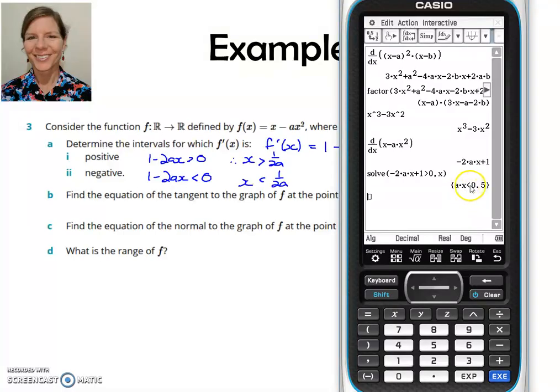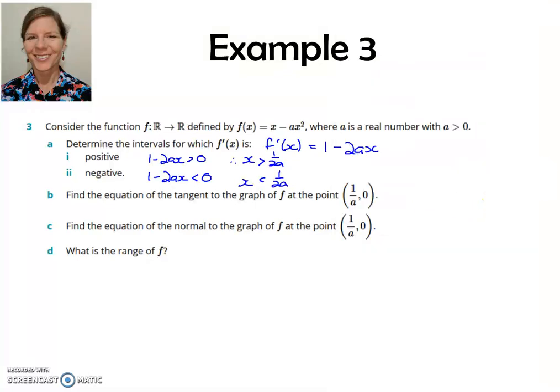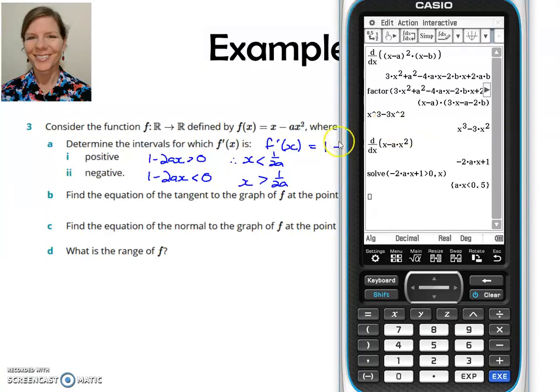So x is less than 0.5, which means x is less than 1 over 2a. Have I got those backwards again? I have got those backwards. Sorry, this should be the other way around. That's right the first time. So that's less than and greater than. Be careful with your inequalities, it's really easy to get them mixed up. That's how you can do it with your ClassPad. However, with an example like this where the arithmetic is pretty straightforward, it's actually quicker to do it without. But I just thought I'd show you that, just out of interest.